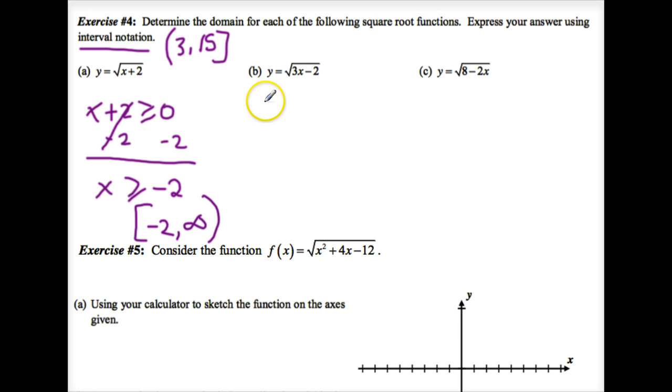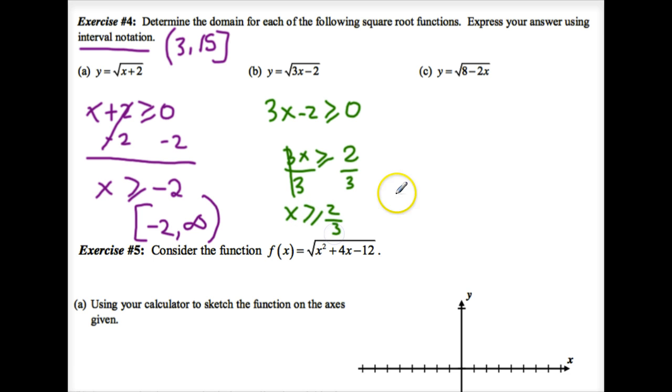Let's look at B. 3x minus 2 is greater than or equal to 0. 3x is greater than or equal to 2. We add 2 on both sides. Then I want x by itself, so I divide by 3. X is greater than or equal to 2 over 3. Now my interval notation would be 2 over 3, comma, infinity, which is not included because it goes on and on and on.